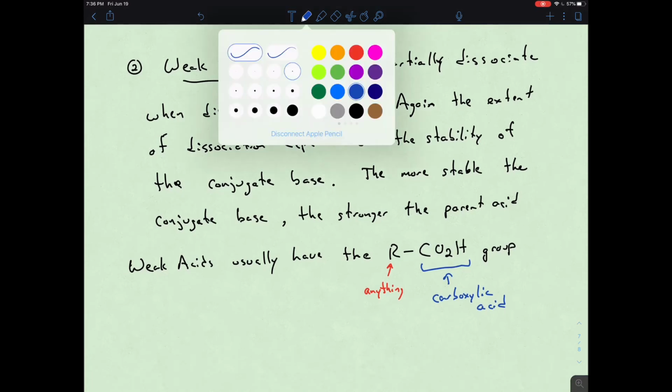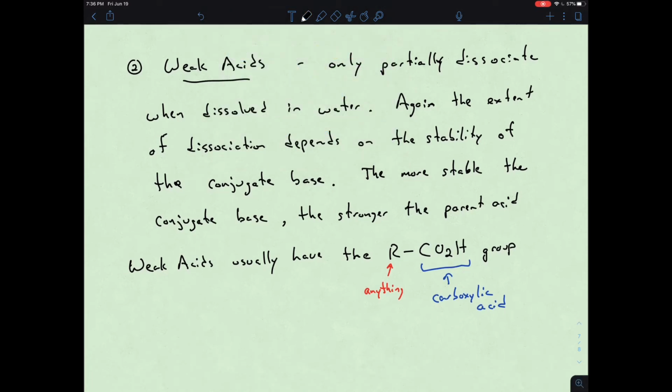It can be written a couple different ways. So, as I've shown it, RCO2H. Sometimes people write it as RCOOH is one form, or another form would be actually drawing out the structure, which looks like that. So those are the structures of the weak acids. We tend to see these types of organic acids, while really strong acids tend to be inorganic acids.